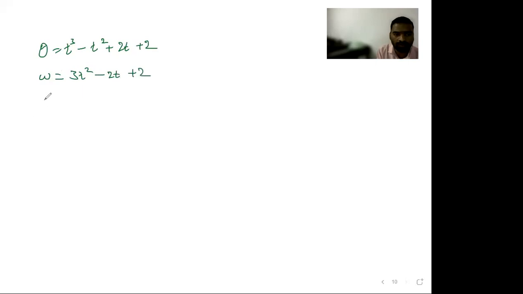So I want to determine the alpha value. How to determine the alpha value? Alpha is equal to d omega divided by dt. Correct? So that is equal to 3 into, tell me, 2t minus 2. Okay, correct? That is equal to 6t minus 2.